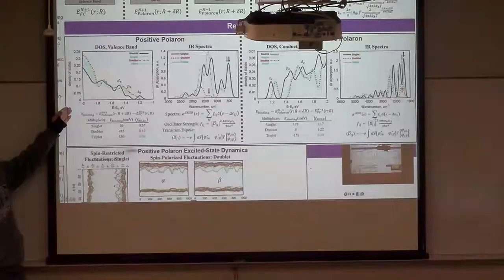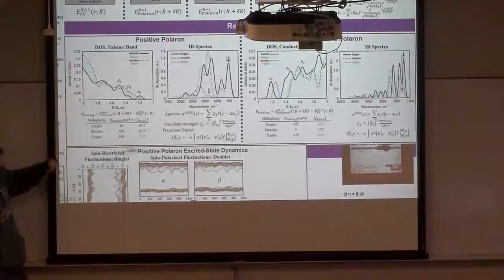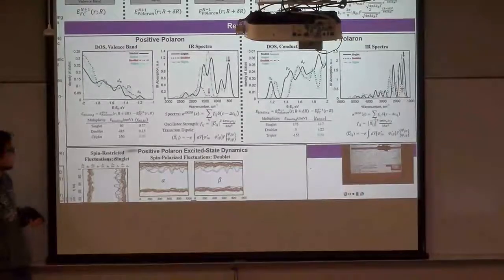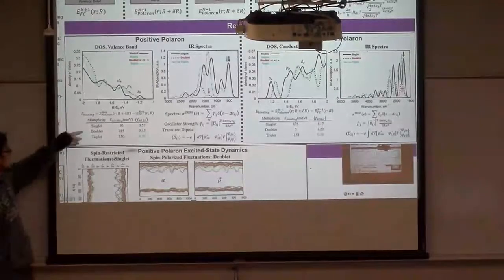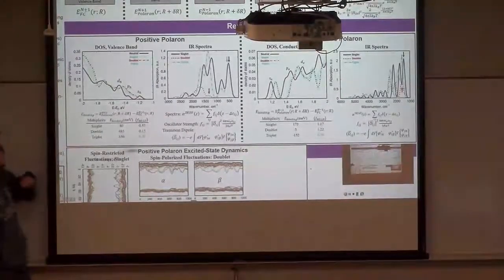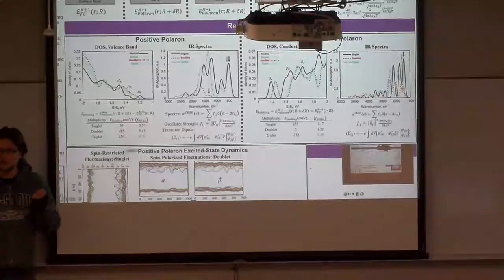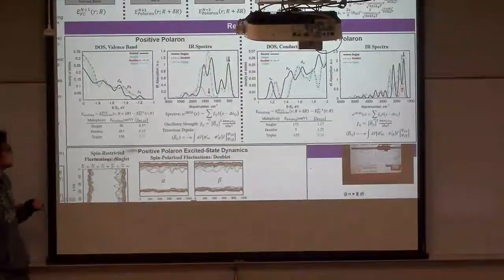And then using the Franck-Condon transitions, we calculated binding energies for all the polaron models, and they range in the 100 meV range. One of them is a little lower than expected, but the doublet and the triplet both show values that are comparable to other results in the literature for hole polarons. So those seem pretty successful.